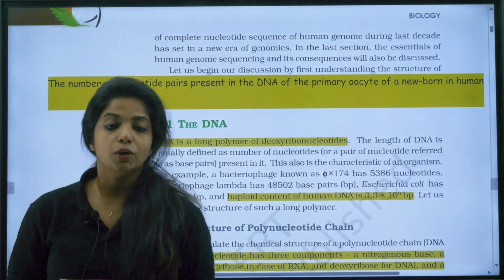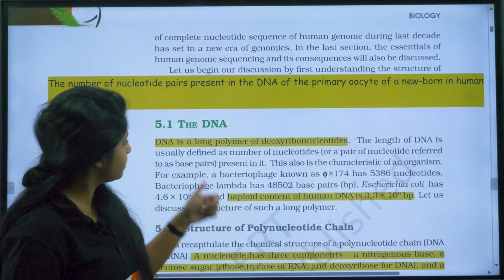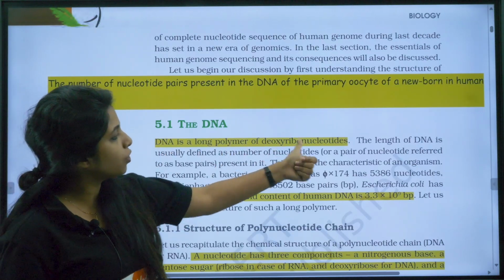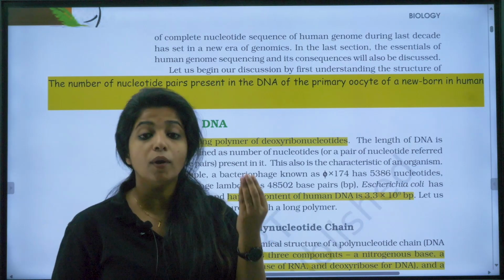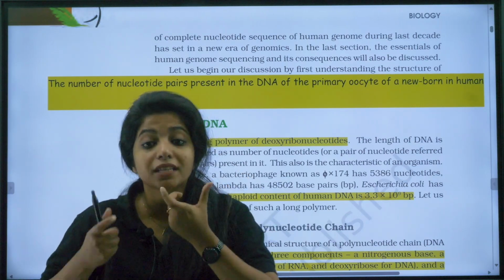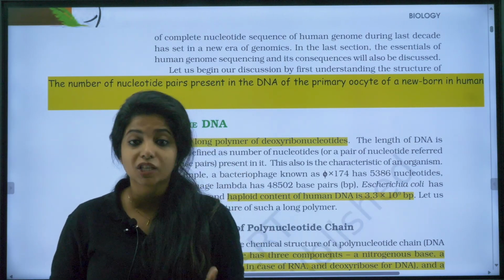Yeah? Okay, chalo. So DNA, my dear children, over here, this statement says DNA is a long polymer of deoxyribonucleotides. You should be knowing what the monomer of DNA is. What is it made up of? What is the simplest unit the DNA is made up of?